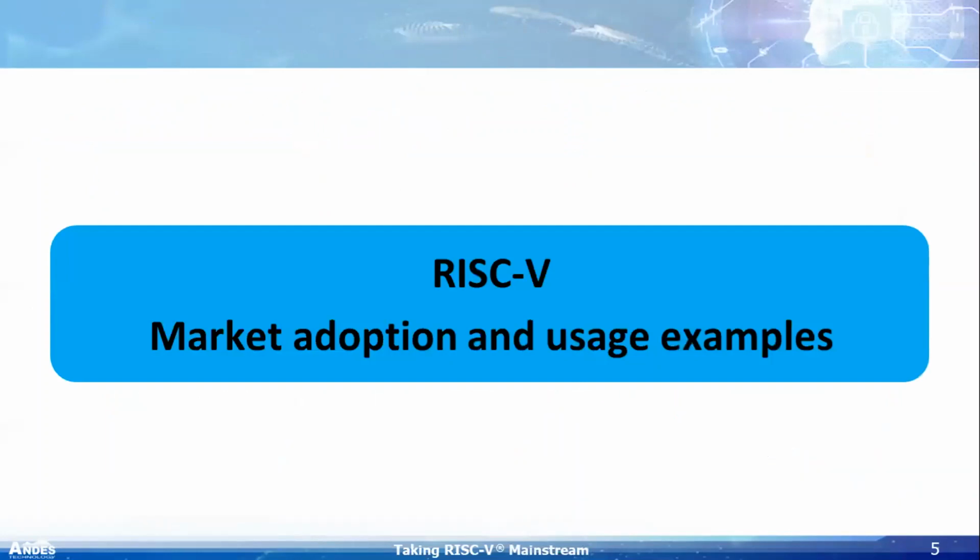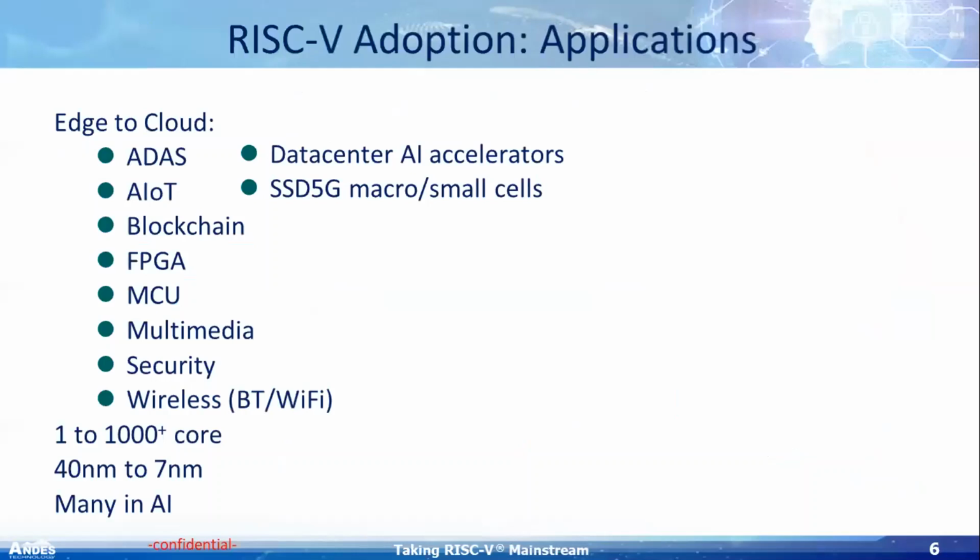Let's check a little bit more about the market adoption and look at some usage examples where RISC-V is used. So let's start first where we at Andes are seeing that RISC-V is used. And actually what we are seeing is that RISC-V starts from microcontroller units or even FPGA implementations, but it goes up all the way over blockchain applications, multimedia, security, up to autonomous driving assistance systems. But we also see it strongly in wireless, SSD or 5G macro cells, and even in data center where you have AI accelerators.